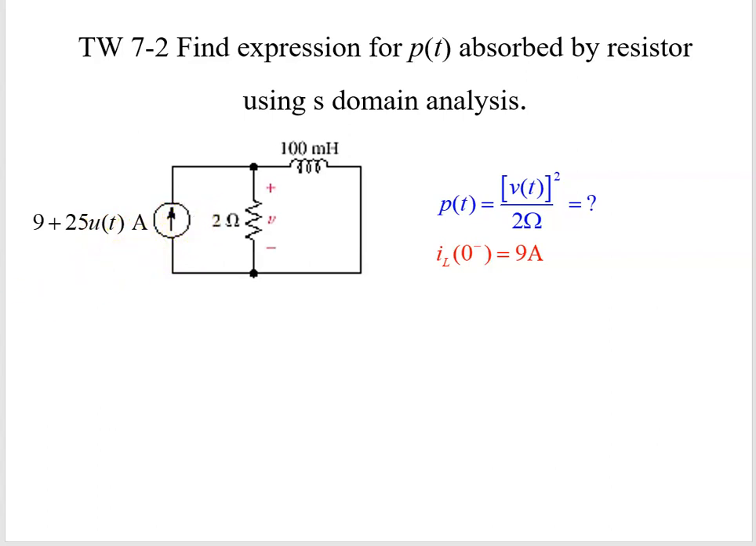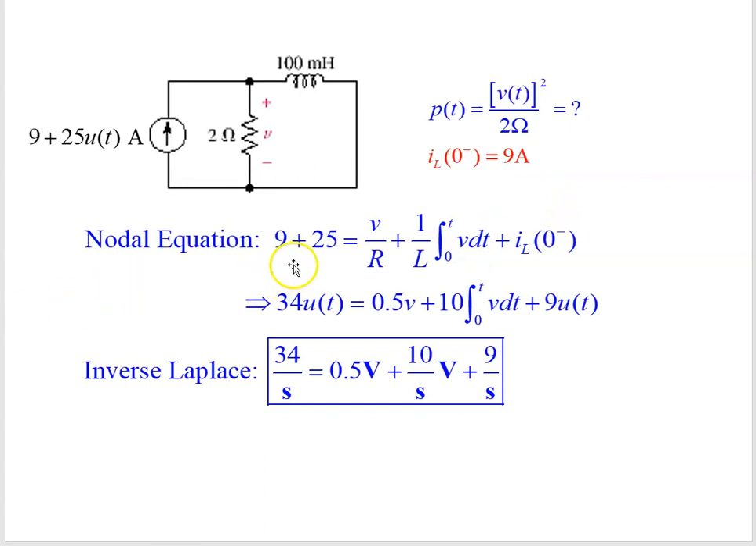So let's take a look here. We can just write now our nodal equation. So our nodal equation to solve for this voltage, we can just use our V over R, which is our V over 2 ohms, plus the current through the inductor, that's our 1 over L, and we integrate from 0 to t, really should be 0 minus, of the voltage, and we have to add back in that initial current. And what we have driving then at that point at t greater than 0 is 34, and we're going to write that 34 as 34 u of t.